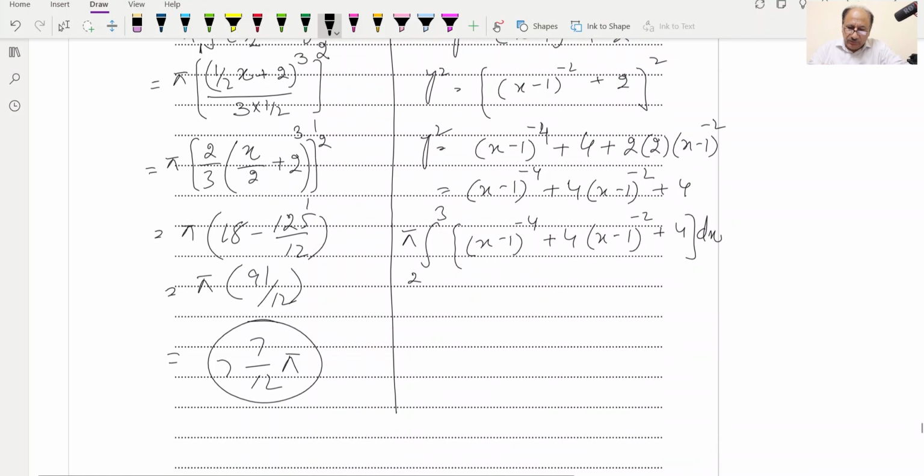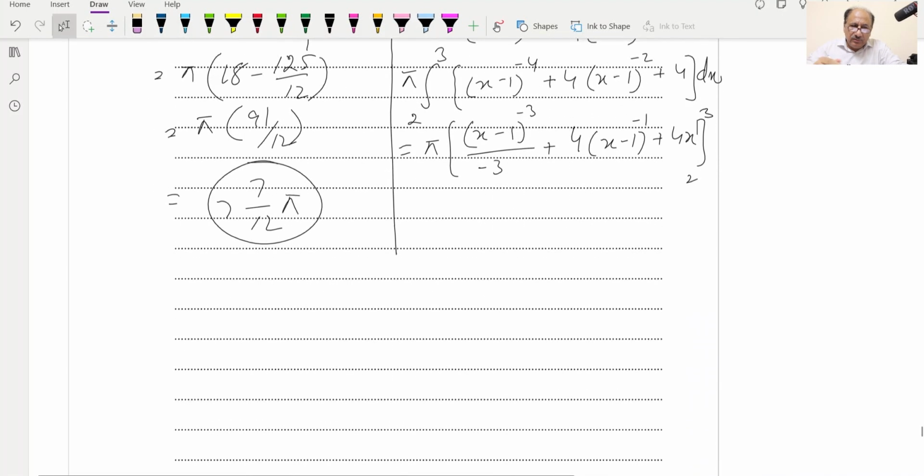The integral of this will be pi times (x − 1) raised to power −4 plus 1, which is −3, divided by −3, and plus next, 4 into (x − 1) raised to power −2 plus 1, which will be −1, and plus 4x, and the limits will be from 2 to 3.